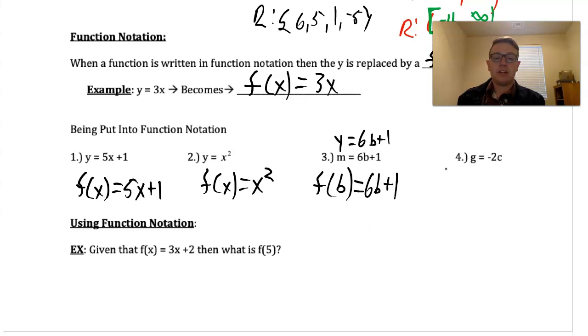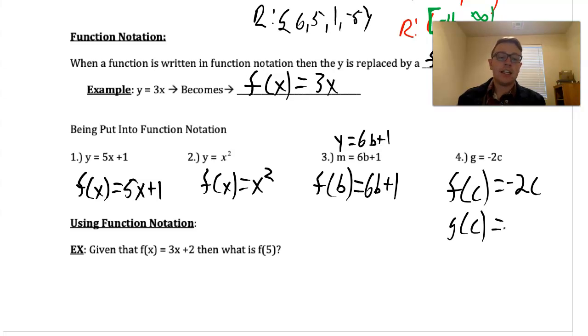Using that same knowledge, what would 4 be? So 4 would be f, and our input is c. So f of c is equal to negative 2c. This could also be something like g of c is equal to negative 2c. This letter out in front doesn't matter. We just need to make sure we have something in parentheses.